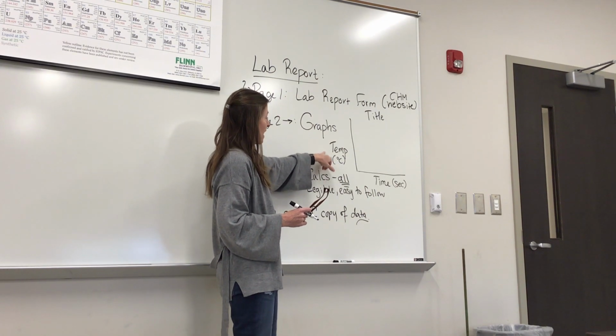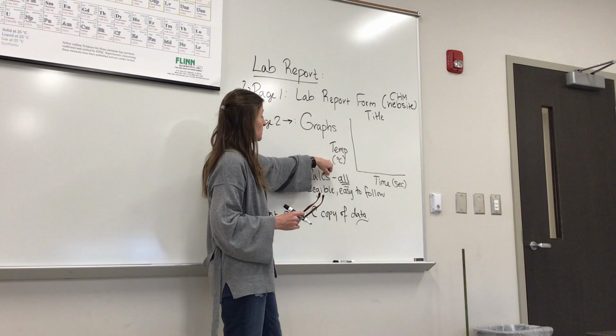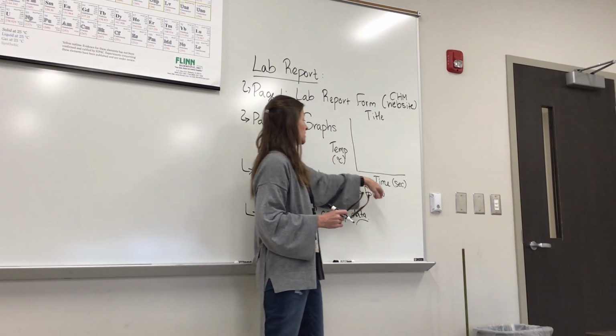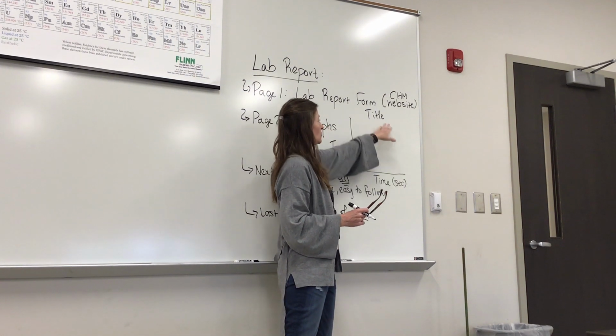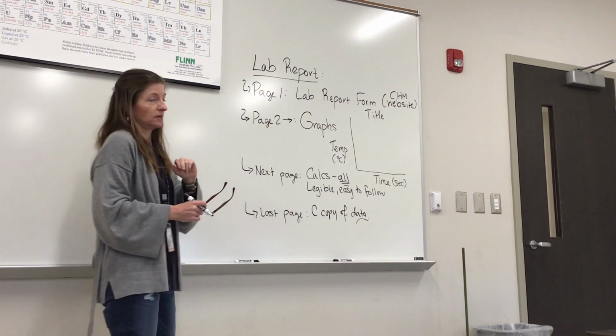Remember a graph, the axes should be labeled. So for example for this one it's temperature in degrees Celsius. You always want units versus time in seconds, and you always want a title. I will look for those items and I will grade it based on that.